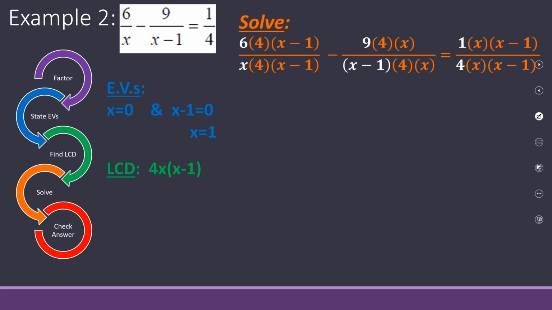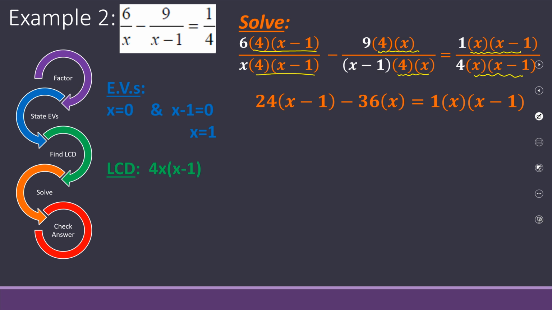Multiply each part of the equation through by the missing terms of the common denominator. First one gets multiplied by a 4 and an x minus 1. Second term gets multiplied by a 4 and an x. The last term gets multiplied by x and then x minus 1. Again, drop those denominators. They're all the same. So that means the numerators are equal.